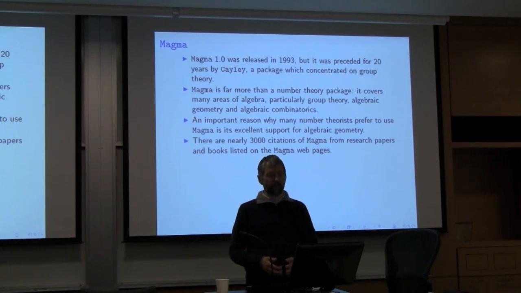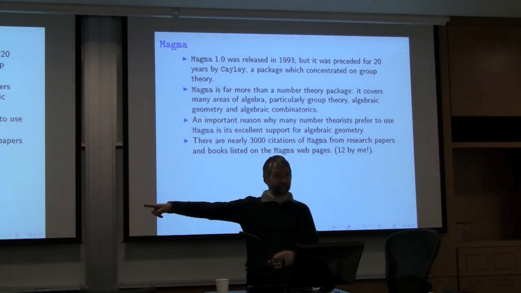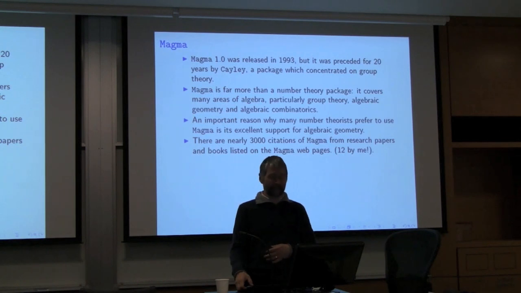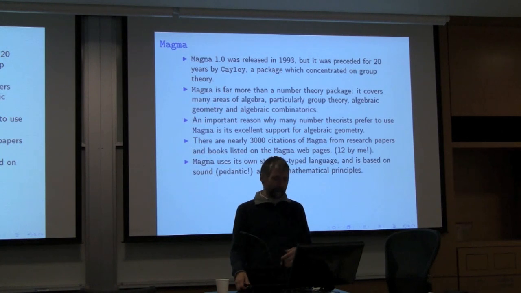So Magma's used a lot. They have 3,000 citations from research papers and books listed on the web pages. This is something they started doing quite recently. They got some students to go through and try and find all the references to Magma they could find. And there are at least double that for Sage, not counting the reference to the Sage manual. They list the Sage manual? Yeah, they do. So number theorists do use Magma, and you're going to continue to use Magma. If you know Magma, you know Magma.